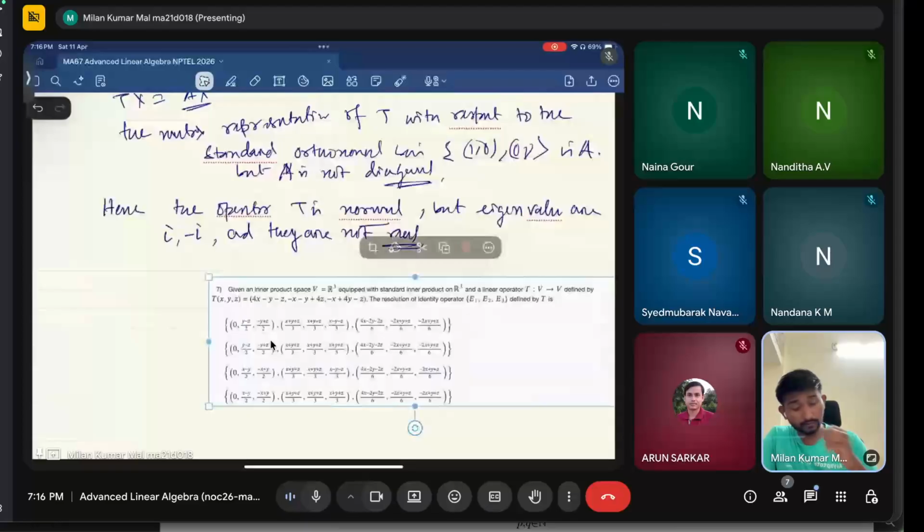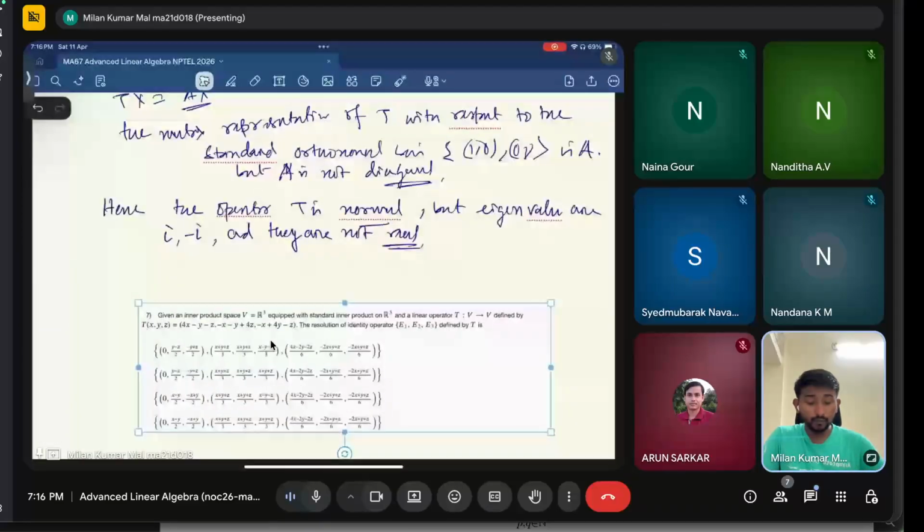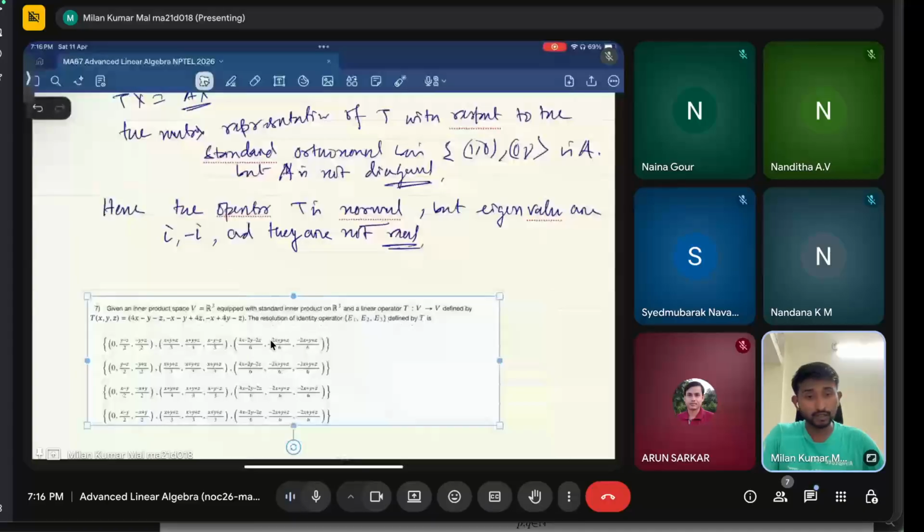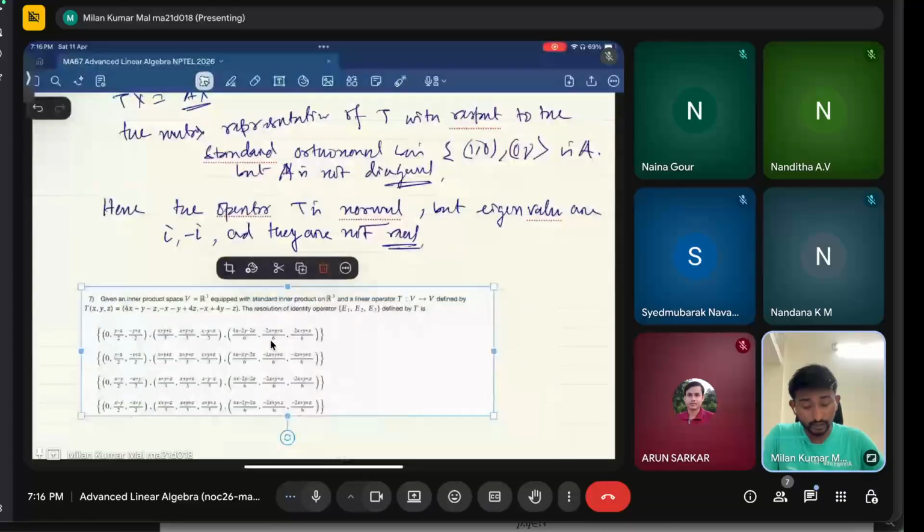Okay, so what does this problem say? Given V is R3, equipped with the standard inner product on R3, so it is completely over the real field, and a linear operator T from V to V defined this way. We have to find the resolution of the identity operator.